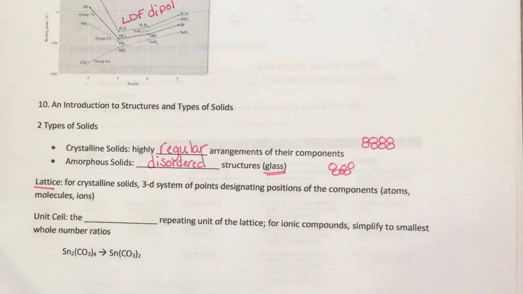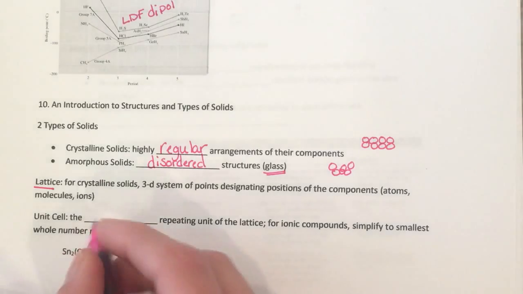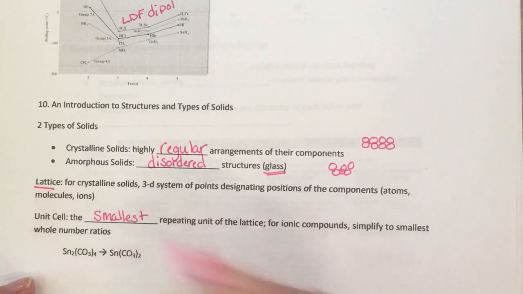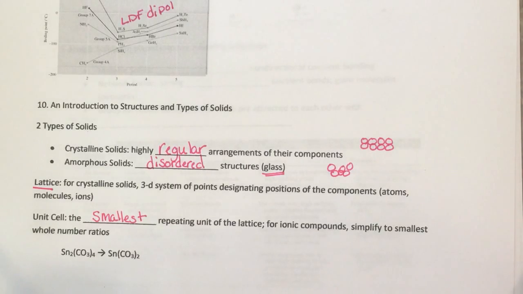Now, when we talk about our crystalline solids, you'll hear us talk about a lattice, a crystal lattice. That's the 3D structure. And we'll talk about a unit cell, which is the smallest repeating unit. So when we talked about molecules, the smallest molecule of water is H2O. When we talk about ionic compounds, we're going to simplify our ratios.